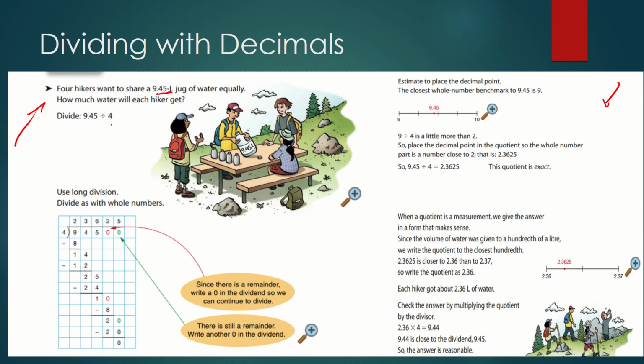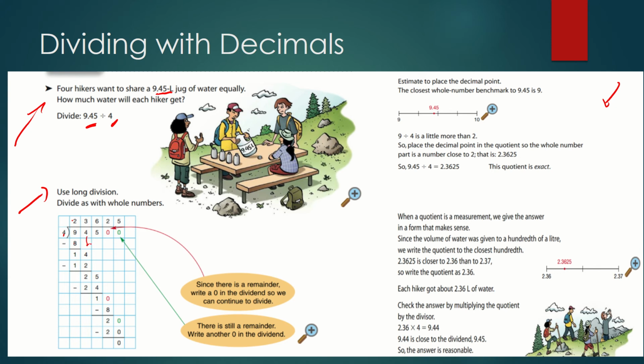So we have 4 people here, so that's what we divide, and we have how much water? 9.45 liters, okay? So what we did here was we did long division, and we divided as whole numbers instead of the decimal number. They first looked at 4 here, and we went into 9 2 times. 4 times 2 is 8, and we got 1 left over.